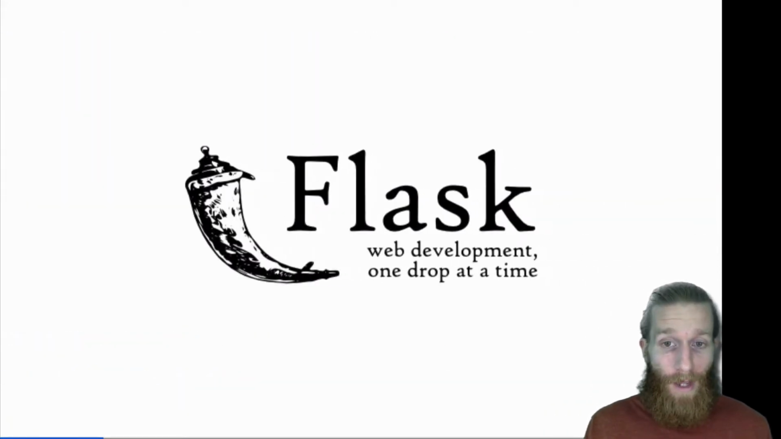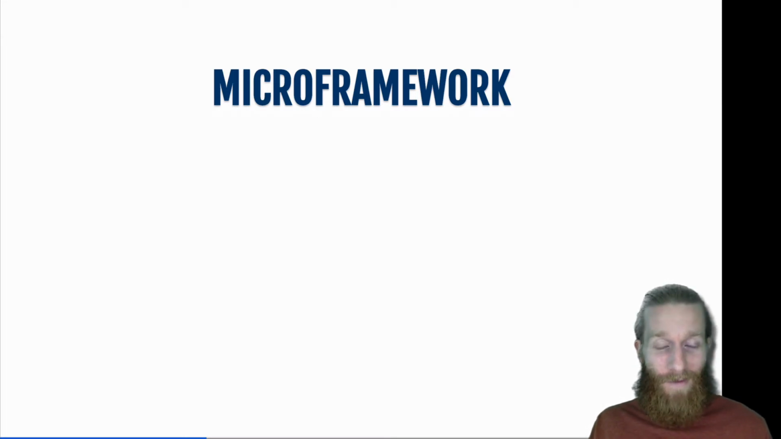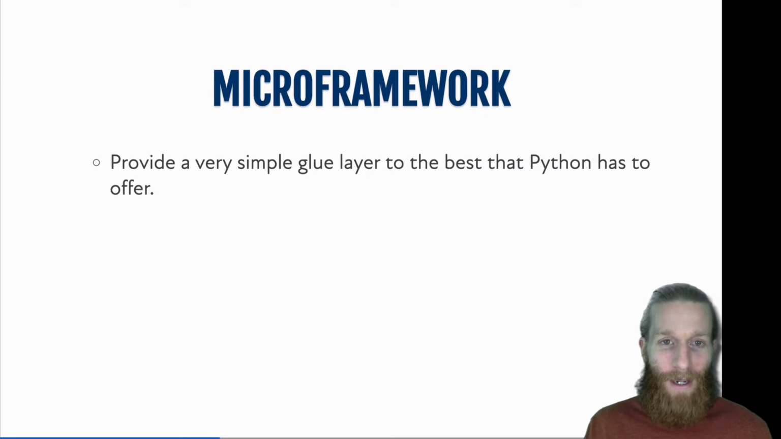So Flask, their motto is web development one drop at a time. I'm not so sure about that, but it does kind of make sense when we see what Flask is. They define the whole thing as a micro framework. Micro meaning there's not much to it. It's sort of a framework, but it's not a whole framework that gives you everything you need. It gives you only the minimum amount you need, the micro amount. As they say, they provide a very simple glue layer to the best that Python has to offer. They're just that glue layer.